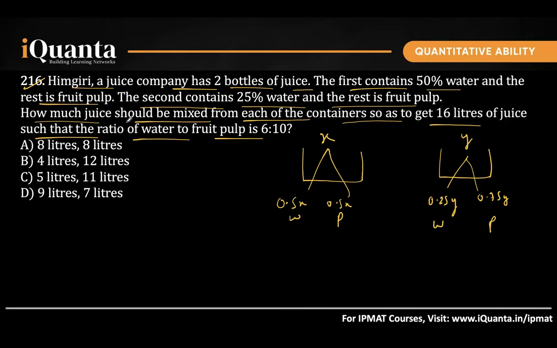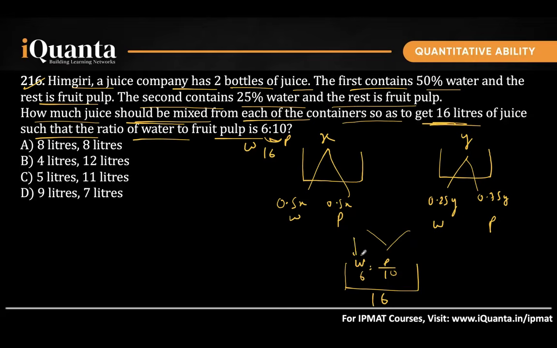How much juice should be mixed from each of the containers so as to get 16 liters of juice? In total, we are trying to get 16 liters of juice over here, such that the ratio of water to fruit pulp is 6:10. 6 and 10 also add up to 16. This is water to pulp, so water should be 6 in total and pulp should be 10 in total.